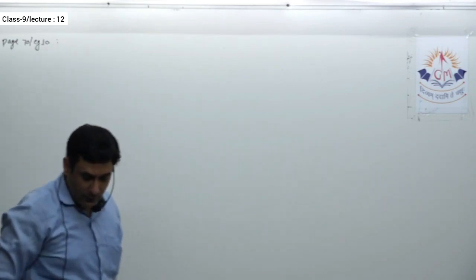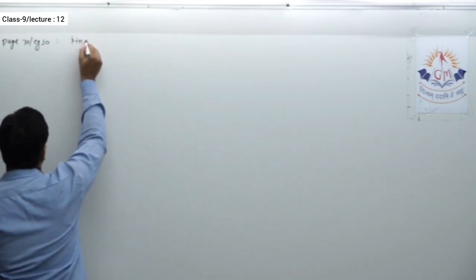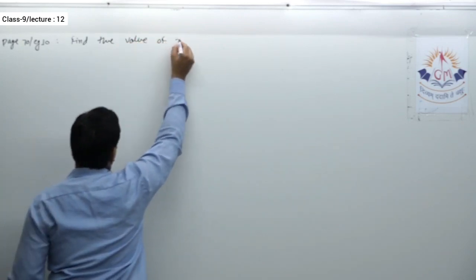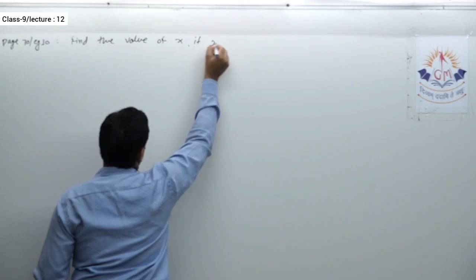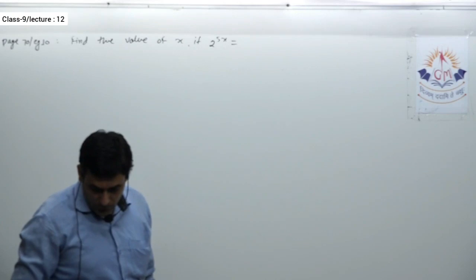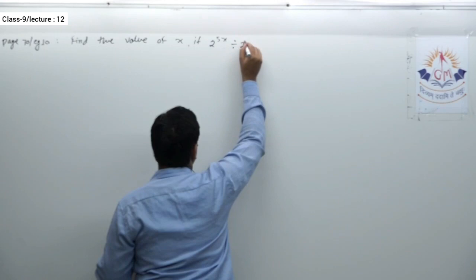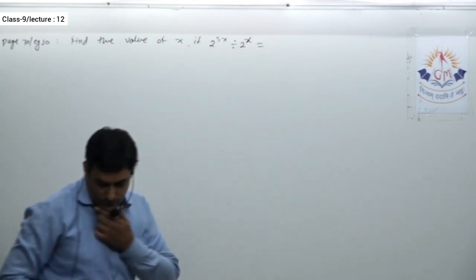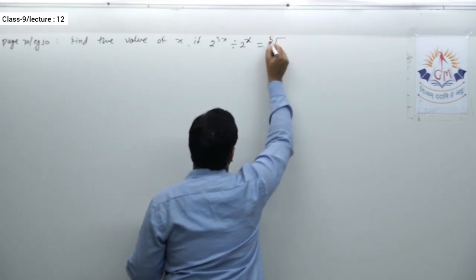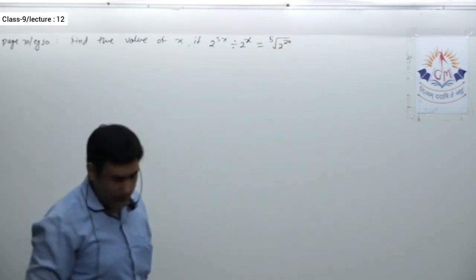It says find the value of x if 2 raised to 5x divided by 2 raised to x is equal to the fifth root of 2 raised to 20.